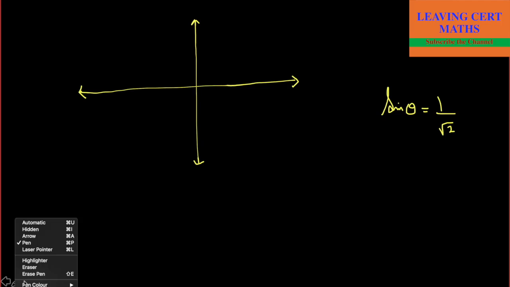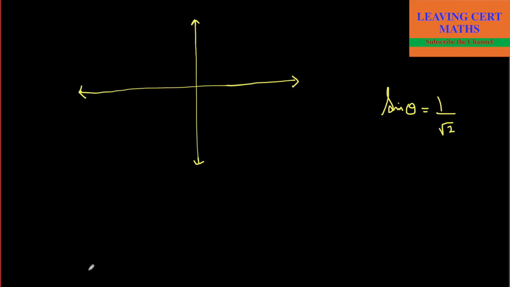Now if I say, take one real example. Sine theta is equal to 1 over root 2. First of all you have to look that the value of sine theta is positive. So in which quadrant is the value of sine theta positive? That is my first task. In which quadrant is the value of sine theta positive? Because this value is positive.